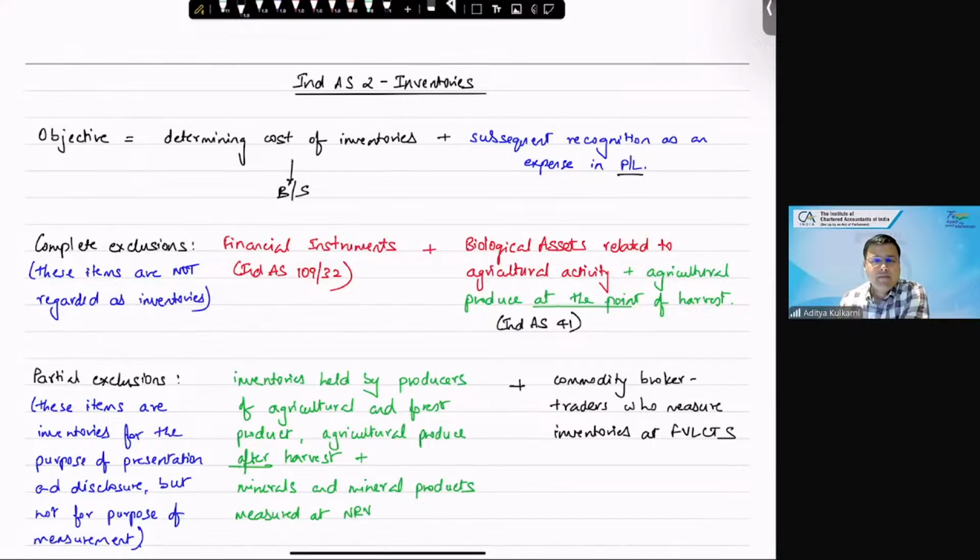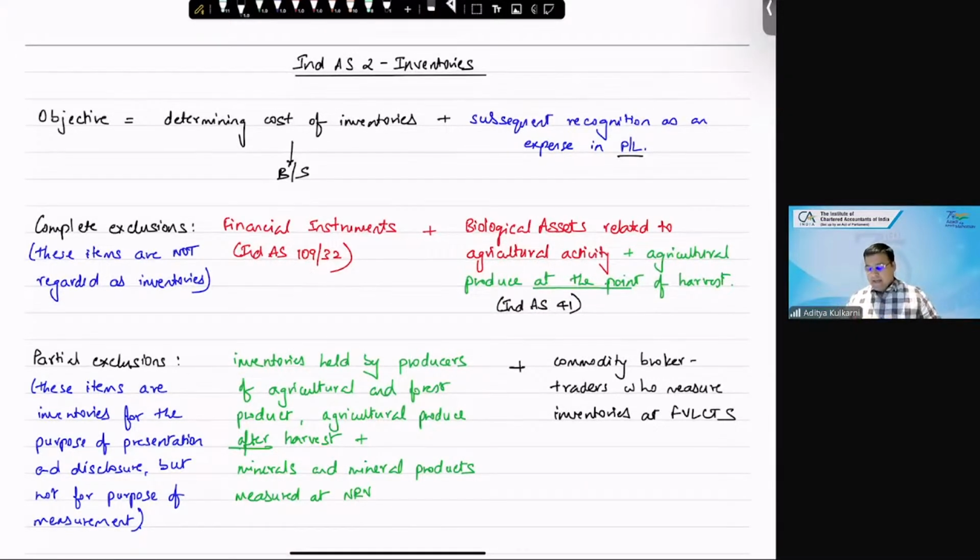So why do I need to determine the cost of inventories? Because that will go in the balance sheet and subsequent recognition would go in the P&L as your cost of goods sold. There are some scope exclusions to this standard. So when I talk about scope exclusions, I have categorized them into two broad frames. The first one is complete exclusions. That means these items cannot be regarded as inventories in the first place. Partial exclusions means they are inventories for the purposes of presentation and disclosure.